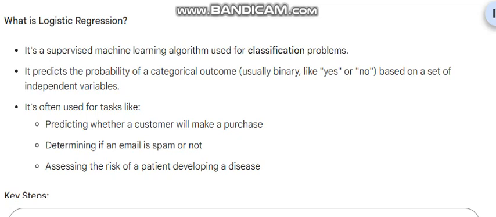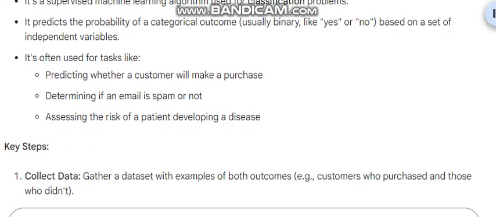It predicts the probability of a categorical outcome, usually binary, like yes or no, based on a set of independent variables. It's often used for tasks like predicting whether a customer will make a purchase, determining if an email is spam or not, assessing the risk of a patient developing a disease.